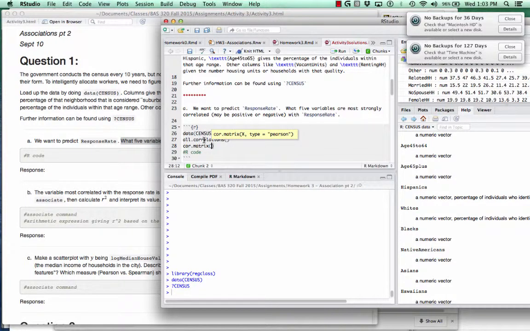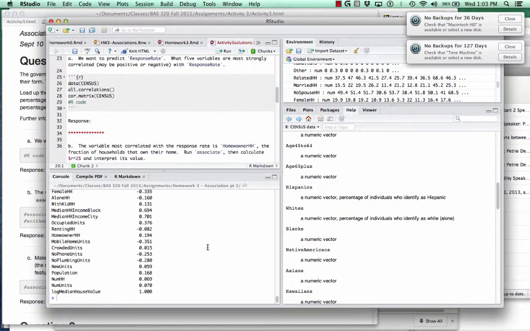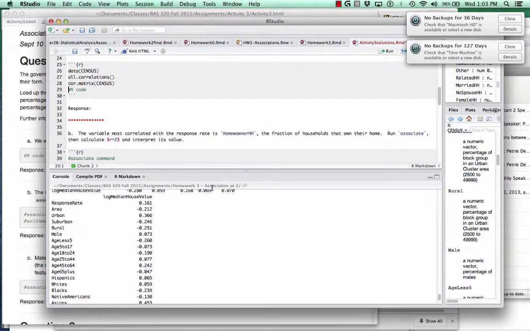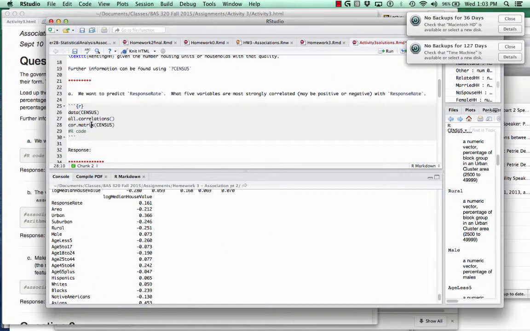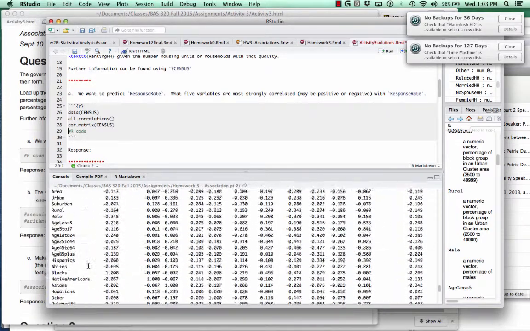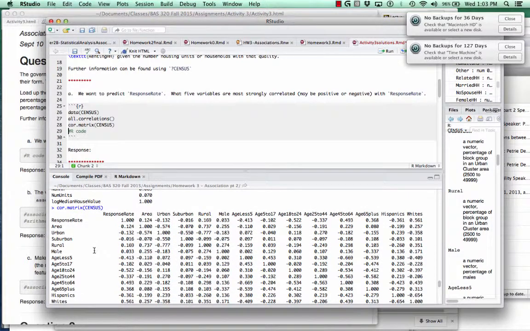I'm going to use the command cor.matrix first. What I'm going to do is pass it the name of the data frame, and I'm going to press run. Now what this does is it creates what's known as the correlation matrix and basically reports each pairwise correlation between every set of variables in the data set. We just reran it here. Now there are so many different variables in the data set, this correlation matrix is extremely overwhelming.